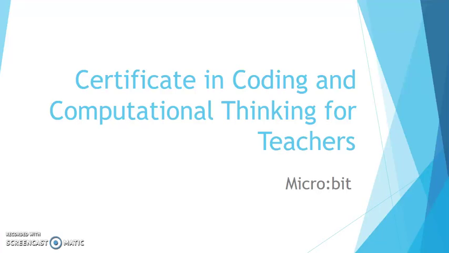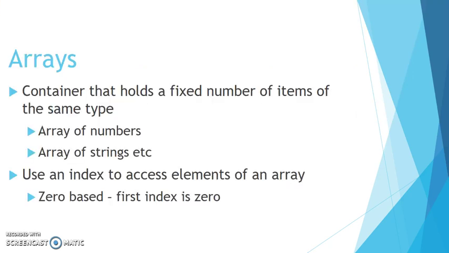So in this screencast, we're going to look at arrays and how we can create and use them within the microbit. So an array is a container that holds a fixed number of items of the same type. So, for example, you can have an array of numbers, you can have an array of strings. Generally, you can't mix the two. So if you have an array of numbers, it would be an array of numbers.